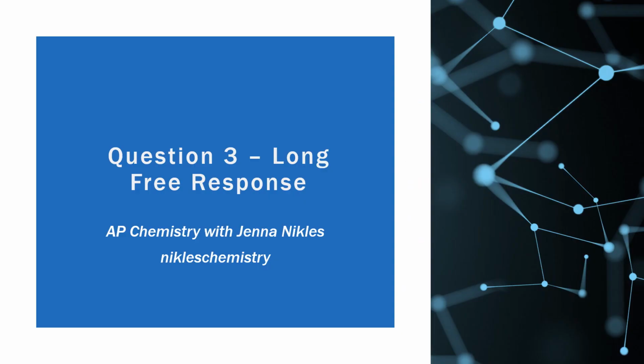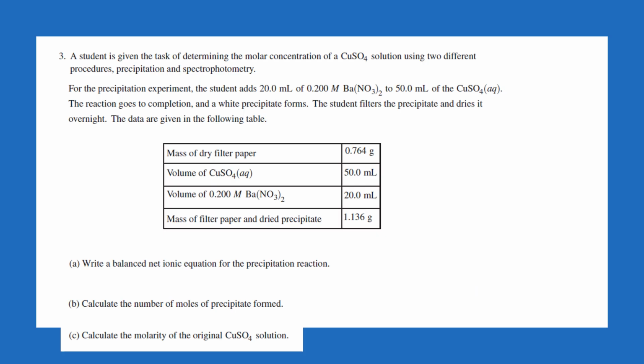This is question 3. It is the last of the long free response questions. Now, the student wants to determine the molar concentration of a copper 2 sulfate solution using 2 different procedures, precipitation and spectrophotometry. For precipitation, they add barium nitrate to the copper 2 sulfate. The reaction goes to completion and a white precipitate forms. The student filters it, dries it overnight, and they give you the data.